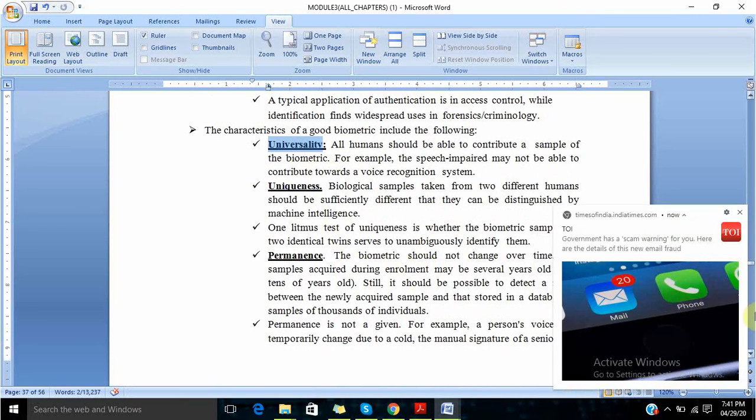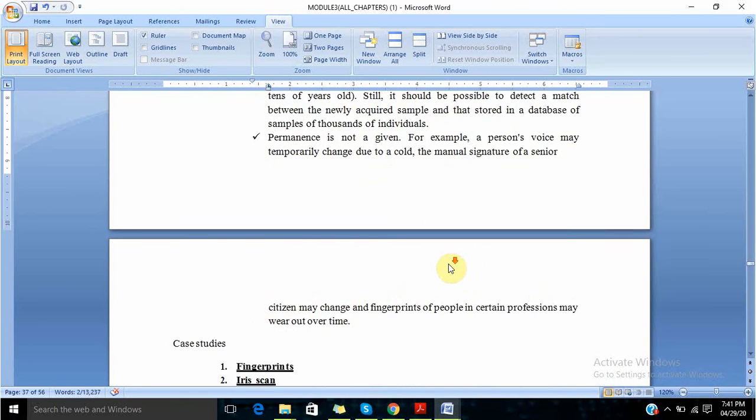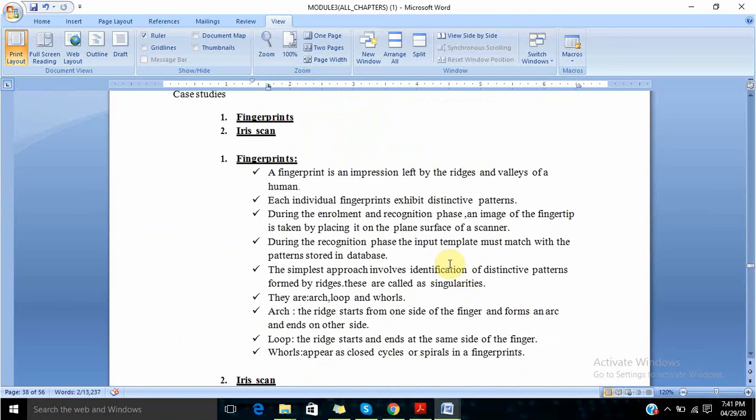Okay, so these are the three characteristics. So let us discuss the two case studies: iris scans and fingerprints. These are commonly used and they are used everywhere basically. So let us understand what fingerprints are.